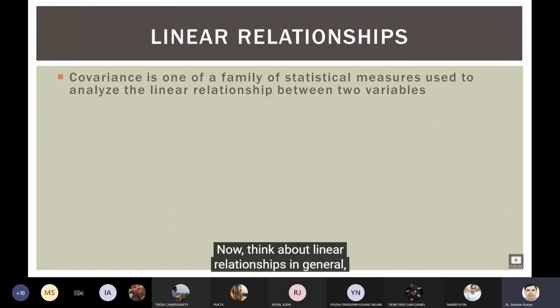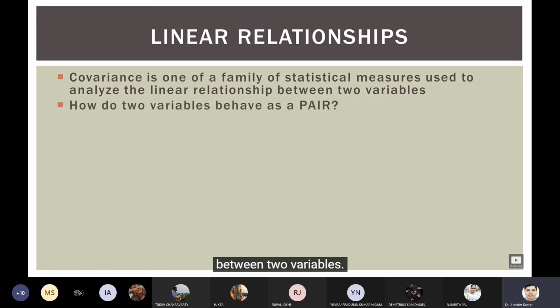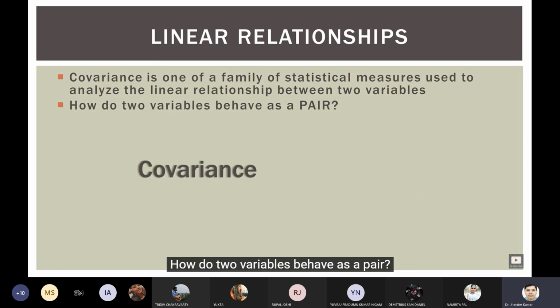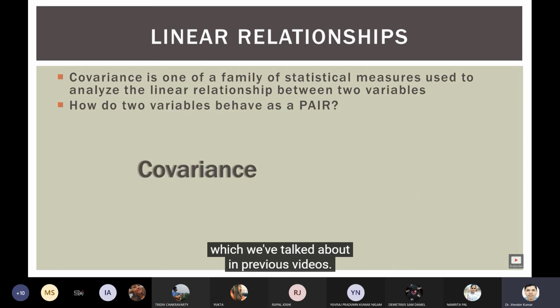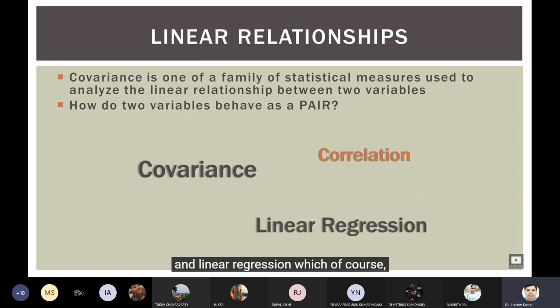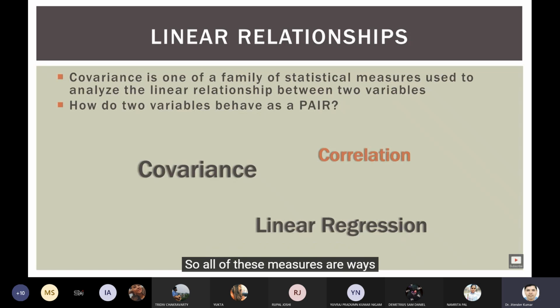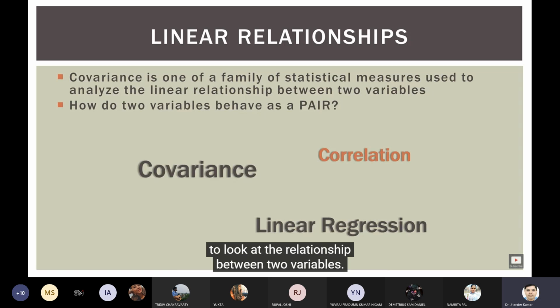Now, let's talk about linear relationships in general. The covariance, and this is just a quick review, is one of a family of statistical measures used to analyze the linear relationship between 2 variables. How do 2 variables behave as a pair? We have the covariance, which we talked about in previous videos. We have the correlation, which we're going to discuss in this video, and linear regression, which of course is related to the covariance and the correlation. All of these measures are ways to look at the relationship between 2 variables.